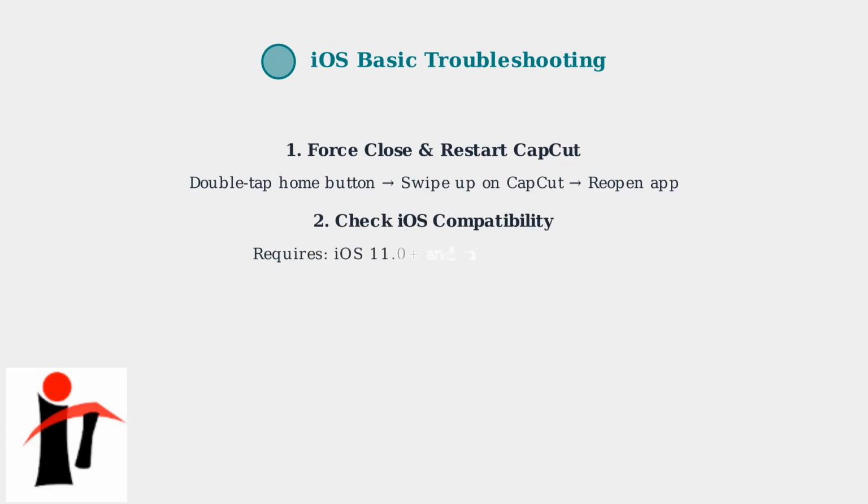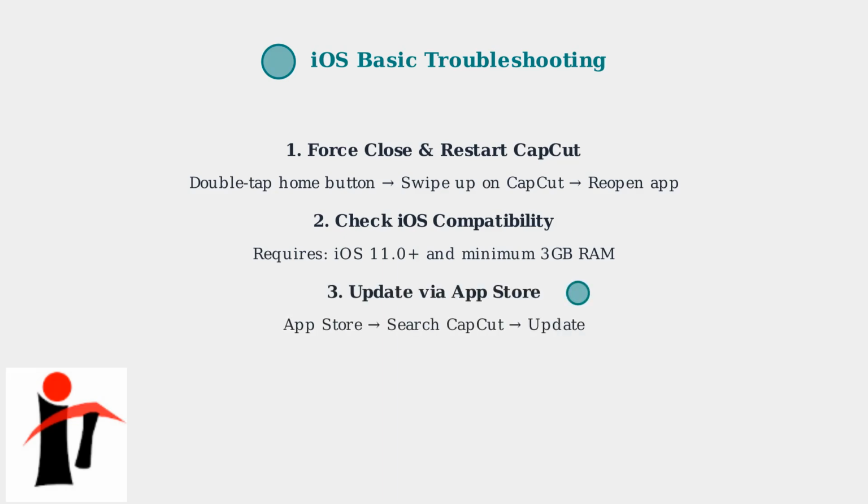Next, check iOS compatibility. Ensure you have iOS 11.0 or later, and verify your device has at least 3 gigabytes of RAM for optimal performance. Finally, update CapCut through the App Store. Open the App Store, search for CapCut, and tap Update if available. If basic steps don't work, try these advanced iOS solutions for persistent caption issues.